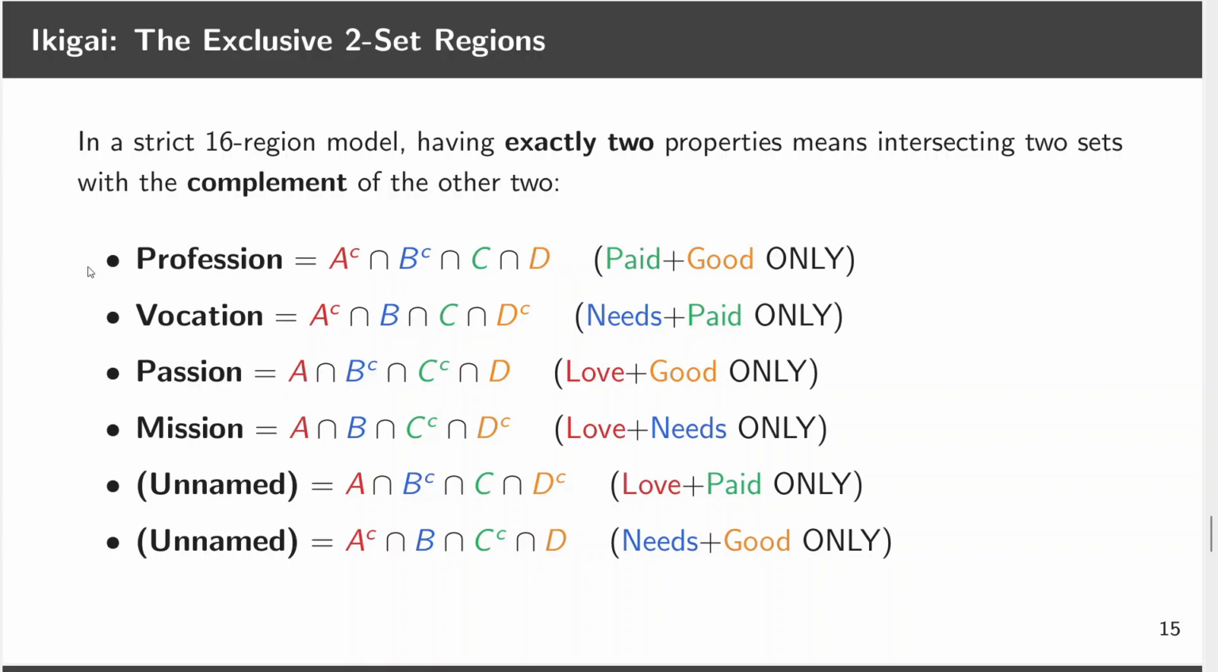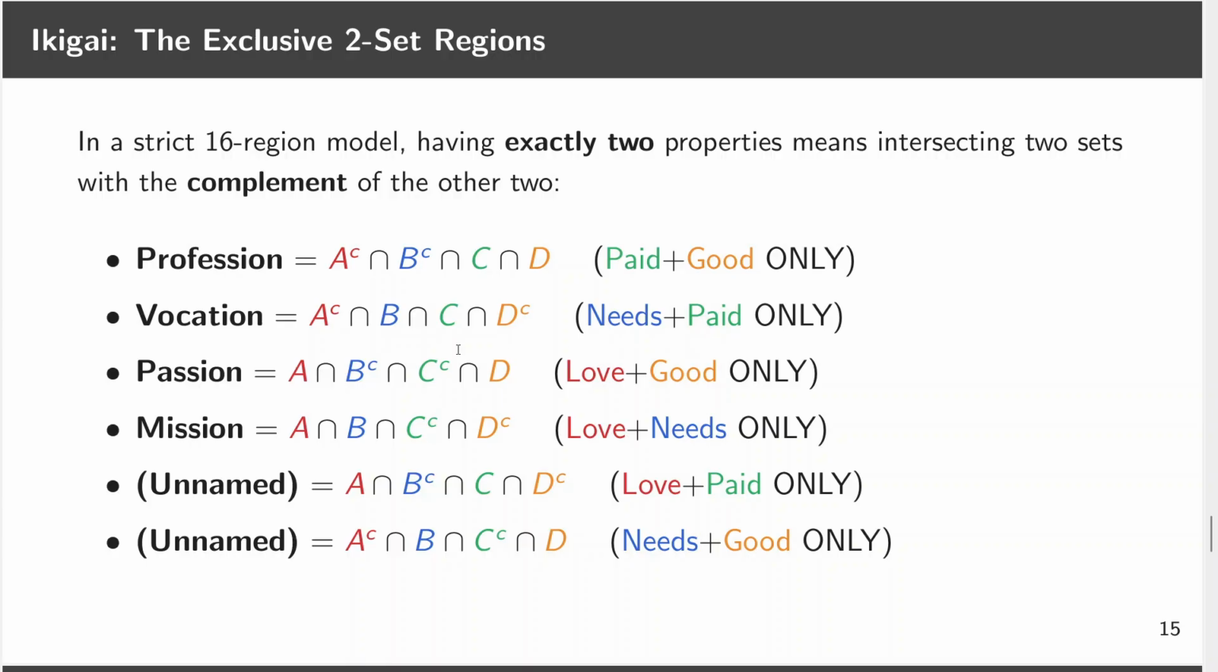The region where the world needs something and you are paid for it, but you don't love it and you're not especially good at it, that is called vocation. Mathematically, it is A complement intersect B intersect C intersect D complement. You are doing work that matters and that pays, but it doesn't set your heart alight, and you may always feel like you're struggling rather than thriving.